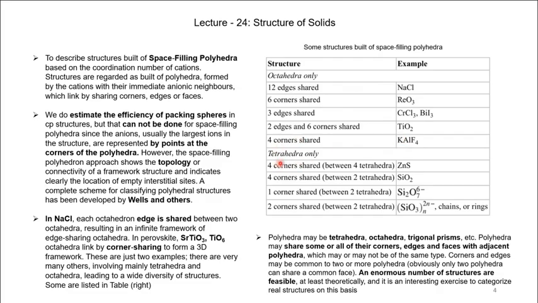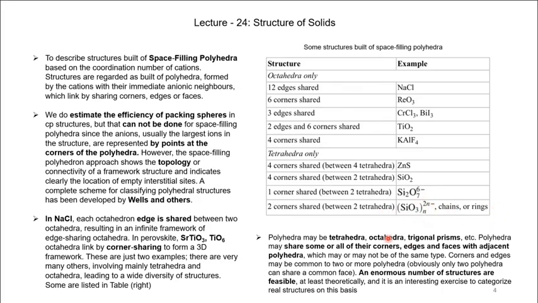If we take the tetrahedra polyhedra, we can also share corners and get this type of zinc sulfide structure. And 4 corners shared between 2 tetrahedra, in between 4 tetrahedra and between 2 tetrahedra, and then we get silicon dioxide structure. 1 corner shared between 2 tetrahedra, we get this anion type of linkage. And then 2 corners shared between 2 tetrahedra, we get this type of chain or ring structure.